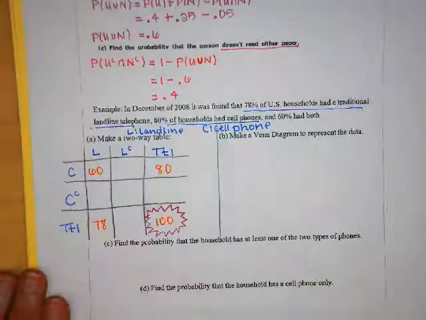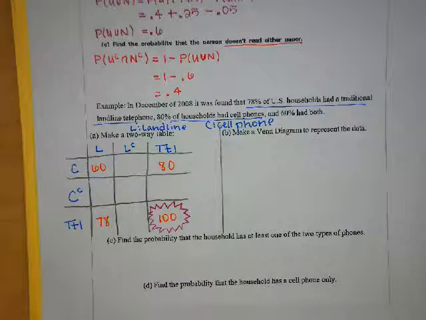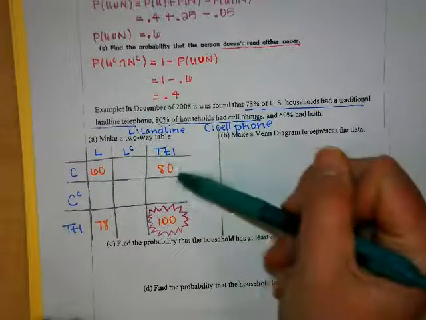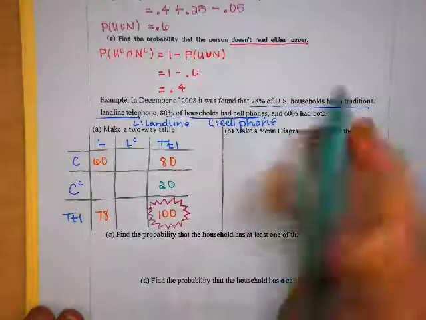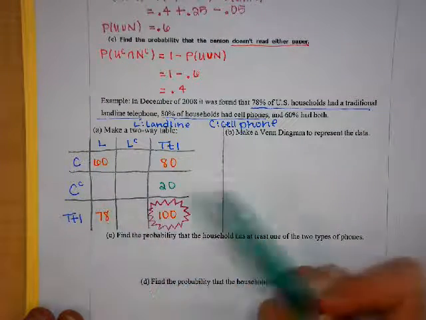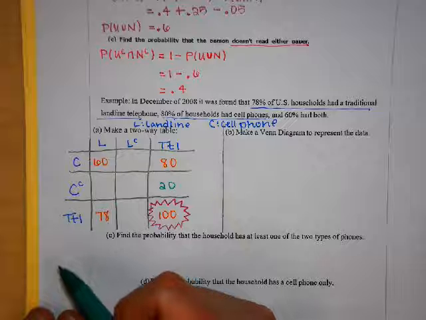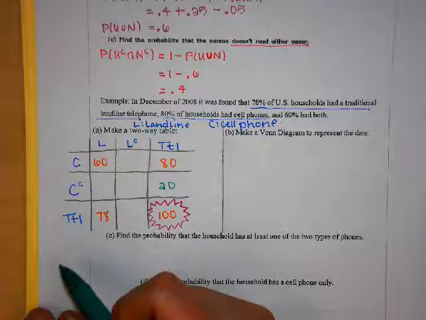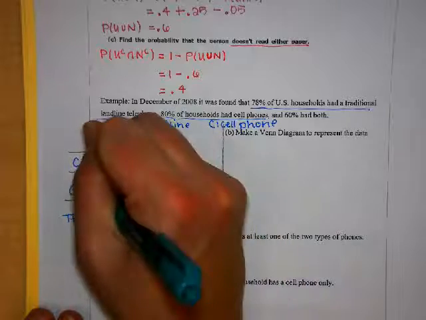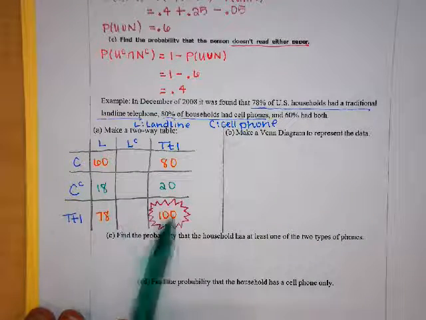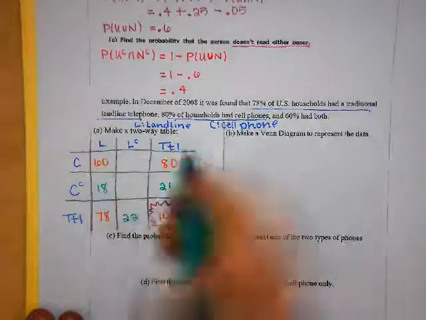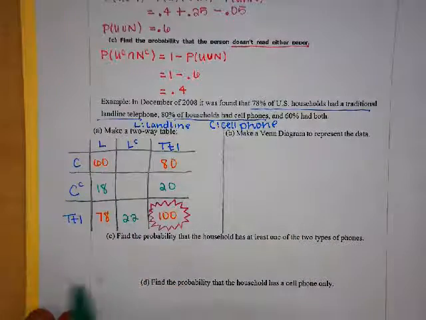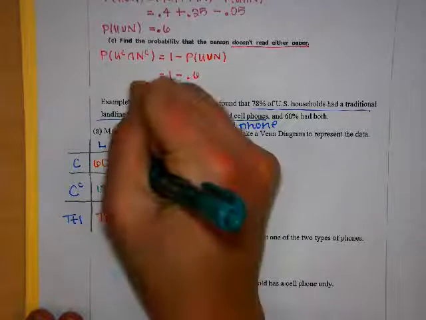So 80 plus what would give me 100? 20, thank you. 60 plus what would give me 78? Thanks, Chloe. 78 plus what is 100? 22. 22, thank you. And then 60 plus what is 80? 20. 20. And then last one, 18 plus what is 20, or 20 plus what is 22? 2. 2. Thanks, Chloe.